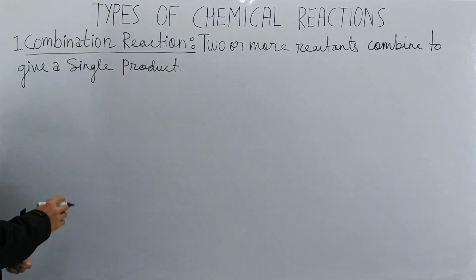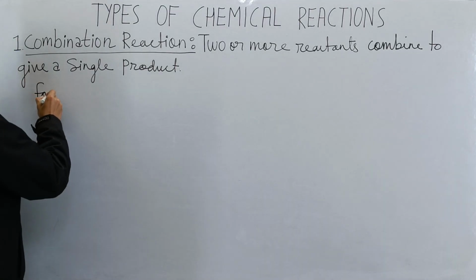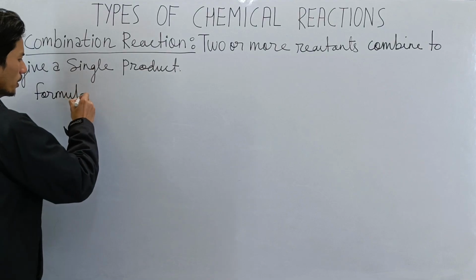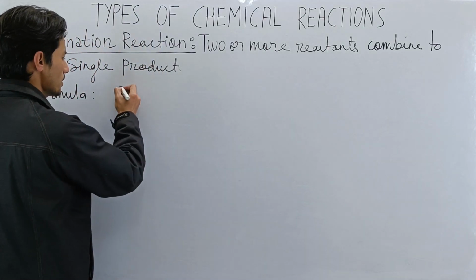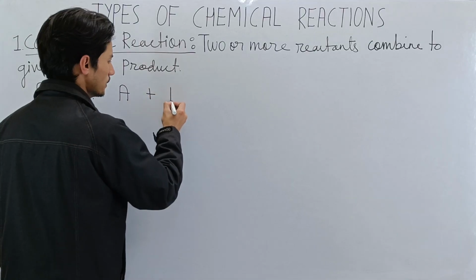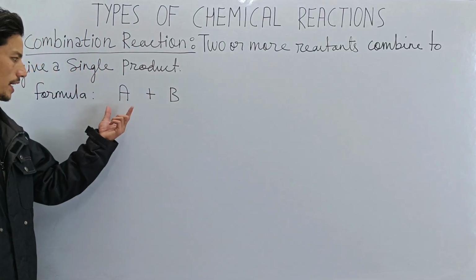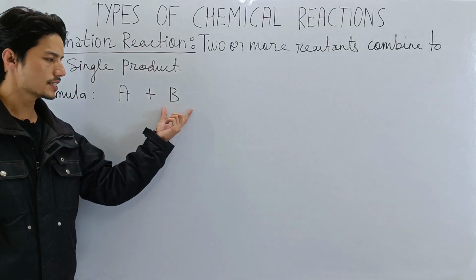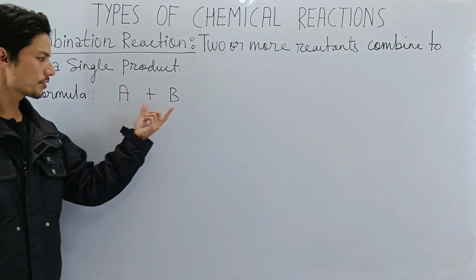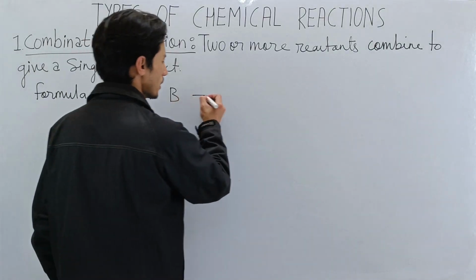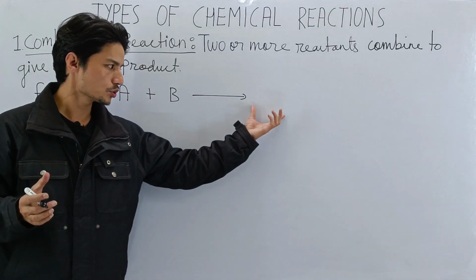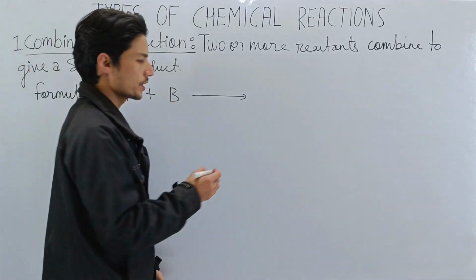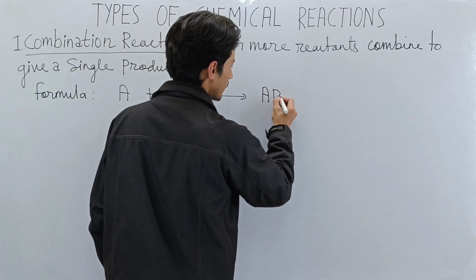Now, there is a formula to remember. What is the formula? We can always write it like this: A plus B. Here A is one of the reactants and B is the other reactant. So reactant 1 and reactant 2 undergo a chemical reaction, and what will it give you? It is a combination reaction, so the product should be a combination of these two. So what are we getting? We are getting AB.